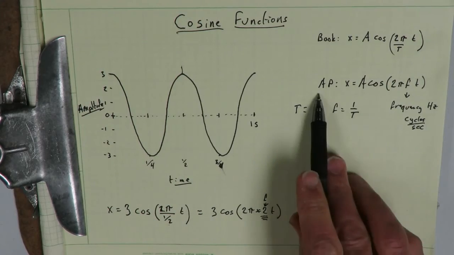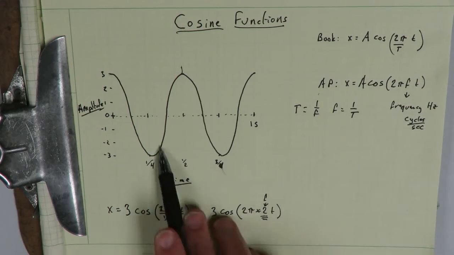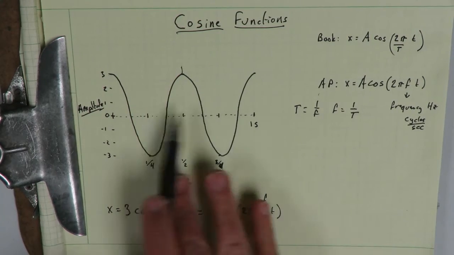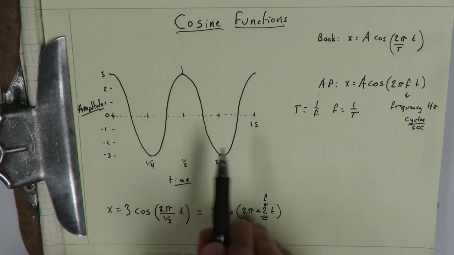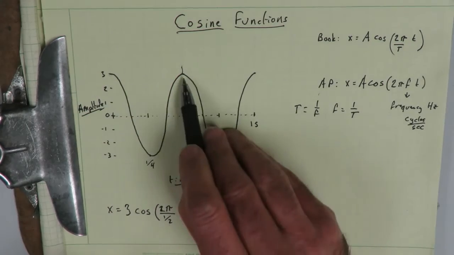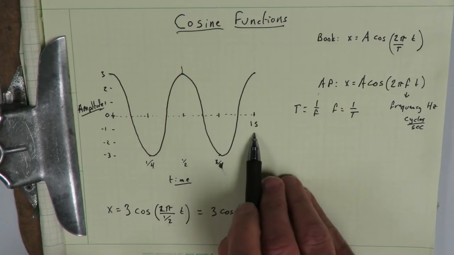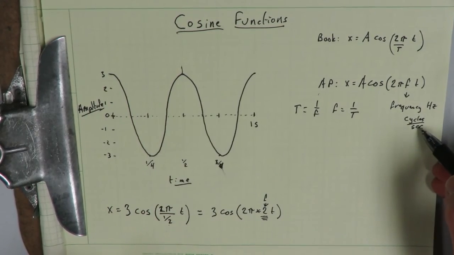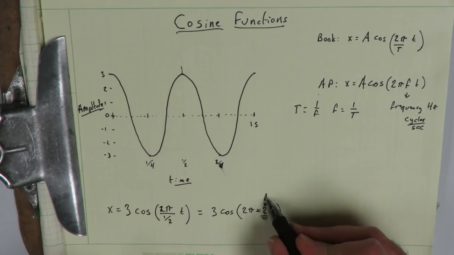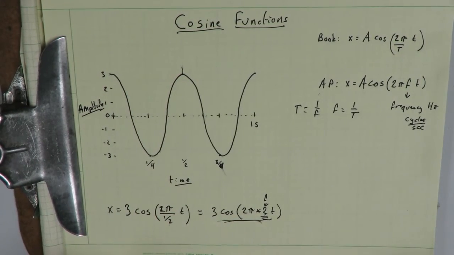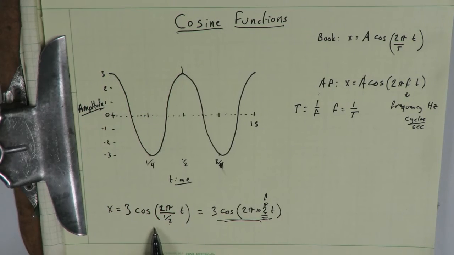Okay? So if we were using the AP form of this, we would look at this graph and say, hey, what is the frequency of this oscillation? And we'd say, well, in 1 second, there are 2 full cycles. The frequency is 2 cycles per second, and we would put in the 2 for our f, and we would get to this point right out of the gate. Okay, so this is the book form. This is the AP form. As we'll see moving forward, they are both useful.